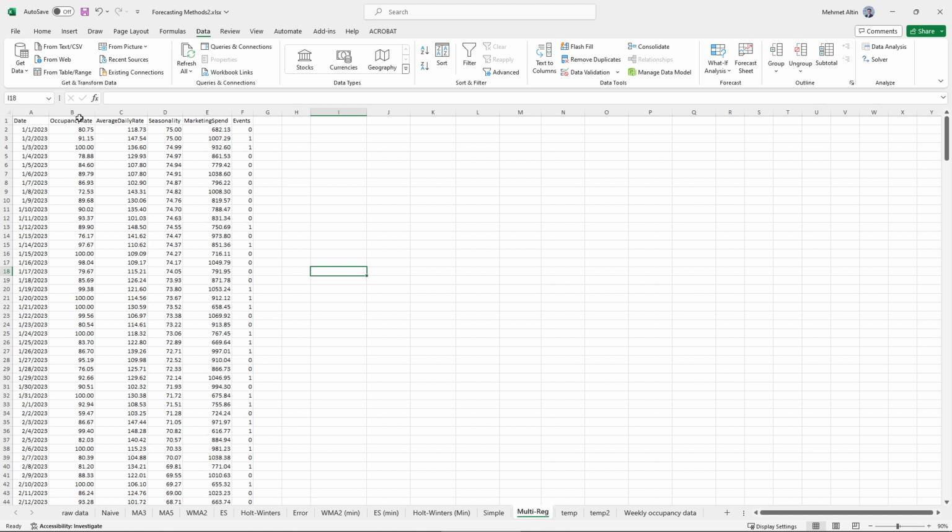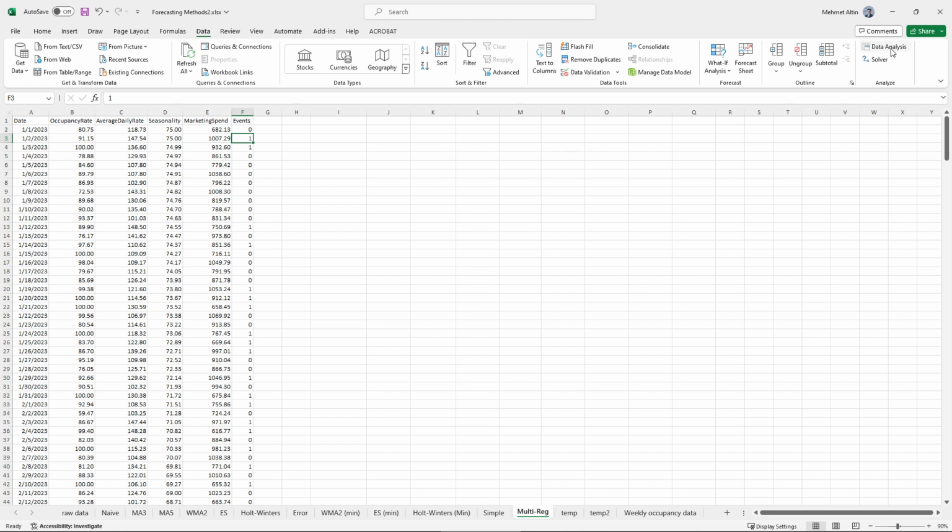Now, you already know what the occupancy rate and average daily rate are. Seasonality is kind of a number indicator: the higher the number, basically, the higher the season, in a sense. The marketing spend is how much you spend on marketing, and events, as the name indicates, tells us if certain events are going on in that area.